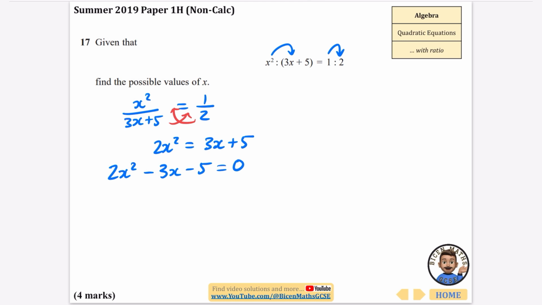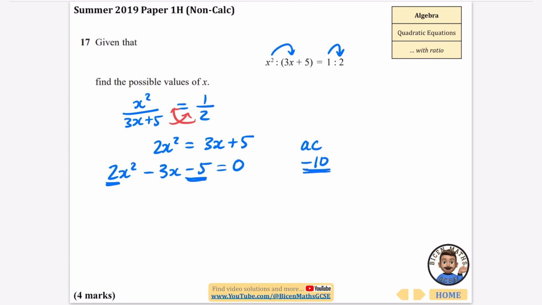Now, because it is a non-calculator paper, it's making me think this shouldn't use the quadratic formula. So I'm going to do the factorizing process. Now, I have got videos about how to do these, but I use the method where you multiply the a term by the c term, where you do your a times c. So a times c in this case is minus 10.